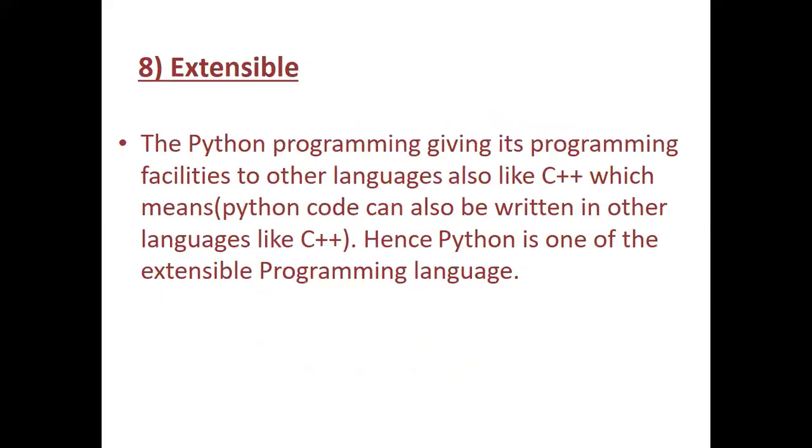Let's go ahead. Extensible. Now, why is the Python program extensible? Because it gives its programming facilities to other languages also, like C++. I told you yesterday that to run Java-based applications, they use Jython or JPython. So it gives its programming facilities to other languages like C++, which means Python code can also be written in C++. So it is an extensible programming language.